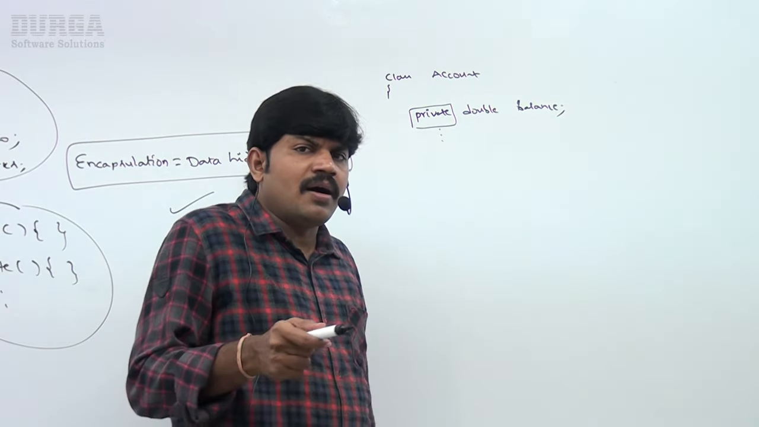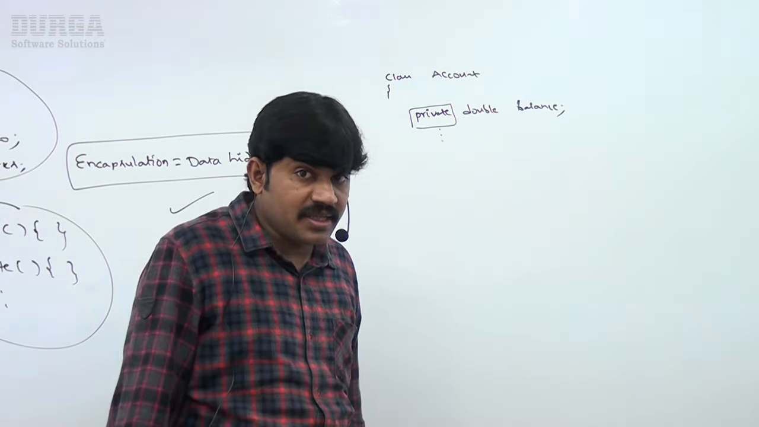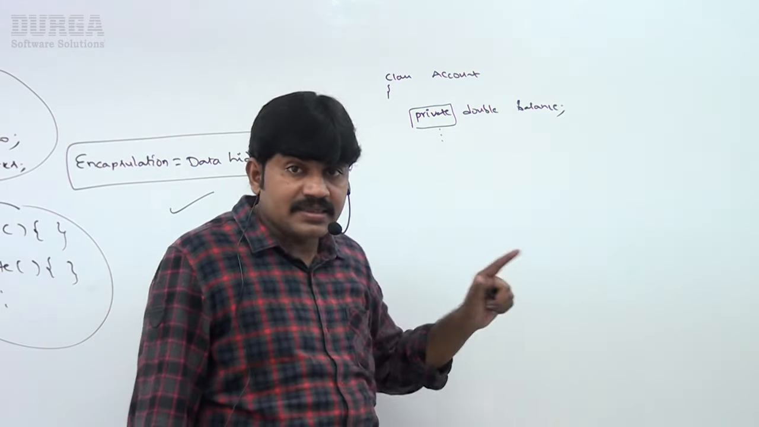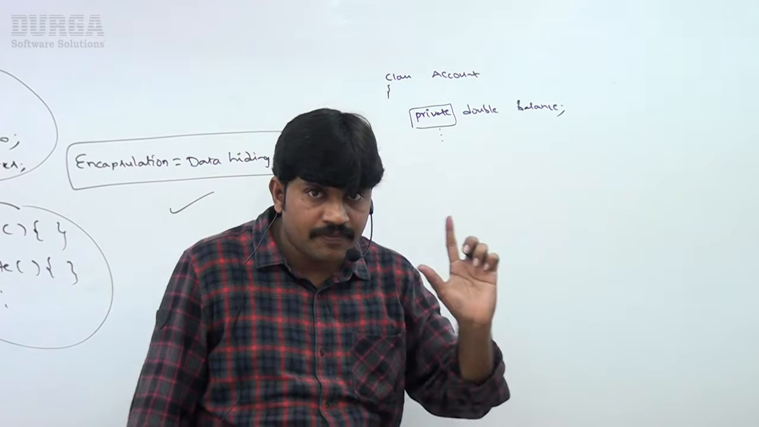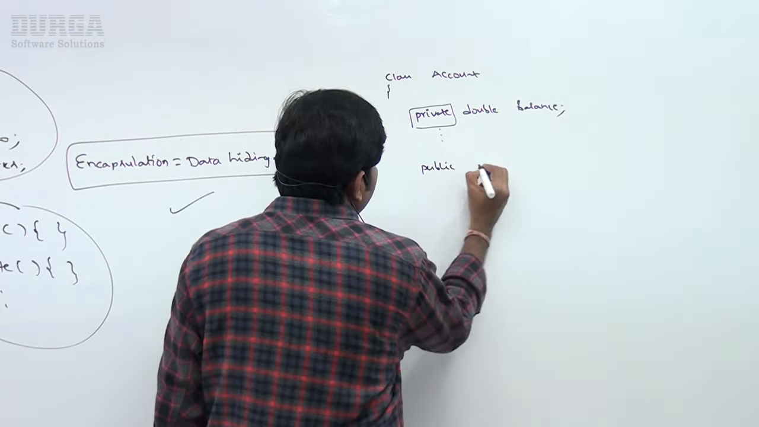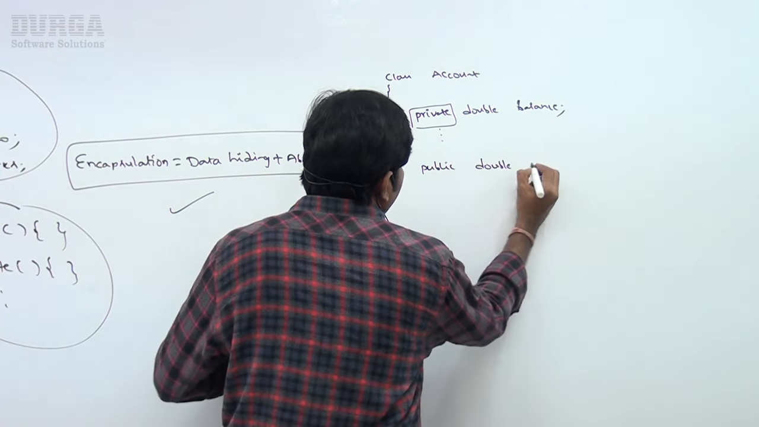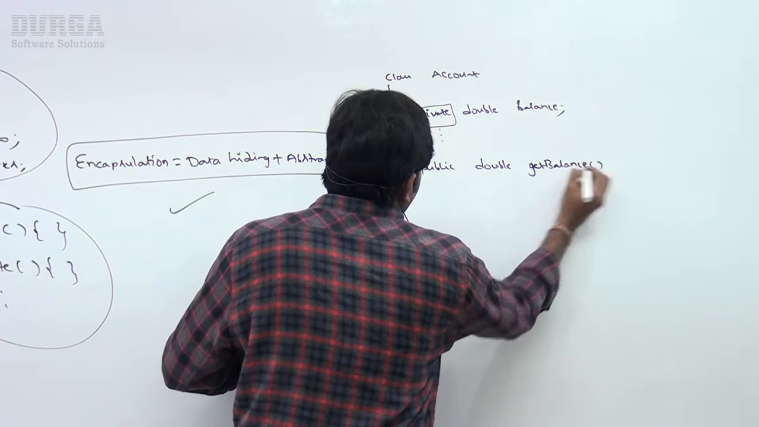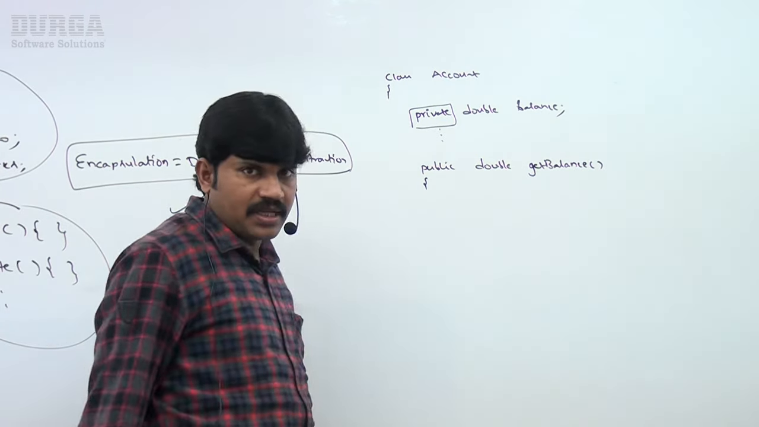Next, how can the outside person access it? Compulsorily we have to provide getter and setter methods for this variable, okay. Now I'm taking getBalance: public double getBalance, public double getBalance, getBalance, balance.